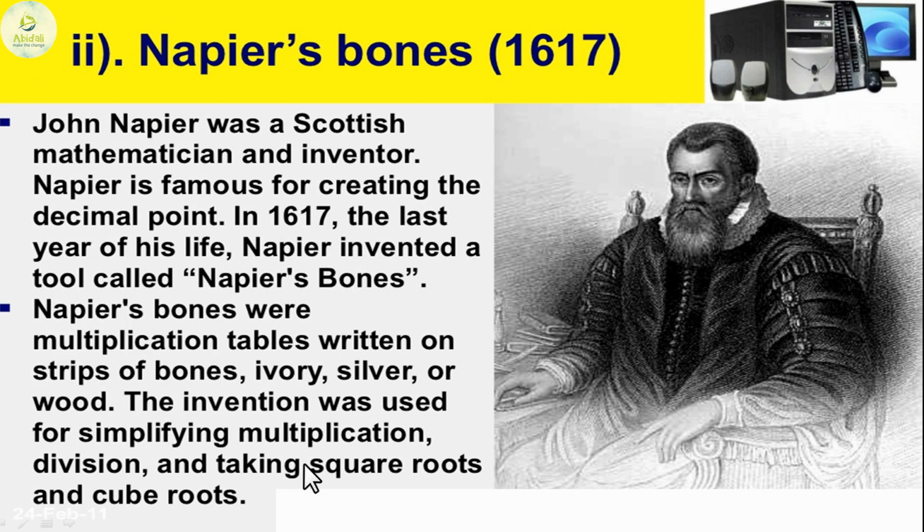Moving to the next kind of computing device that we have, Napier's bone. He is a person called John Napier, a Scottish mathematician and inventor who invented Napier's bone for the decimal point. So he is the person who invented the decimal point, like when you write the pi value as 3.14.